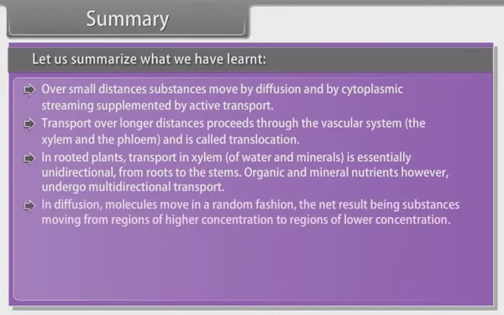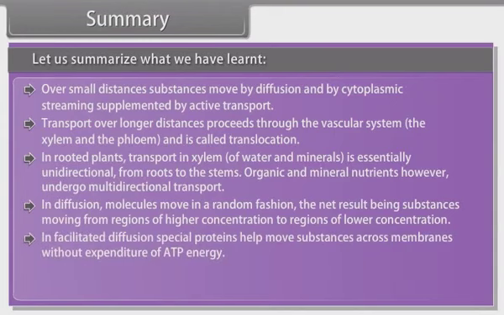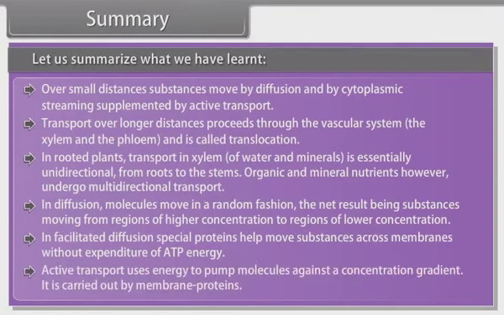In diffusion, molecules move in a random fashion, the net result being substances moving from region of higher concentration to regions of lower concentration. In facilitated diffusion, special proteins help move substances across membranes without expenditure of ATP energy. Active transport uses energy to pump molecules against a concentration gradient. It is carried out by membrane proteins.